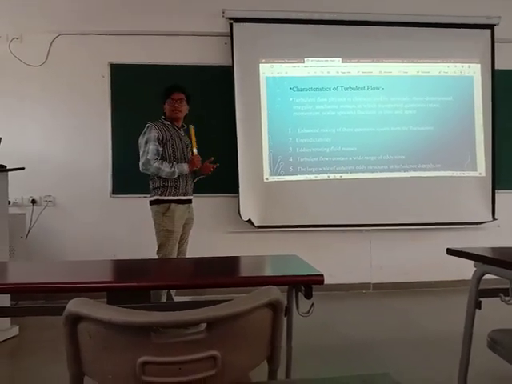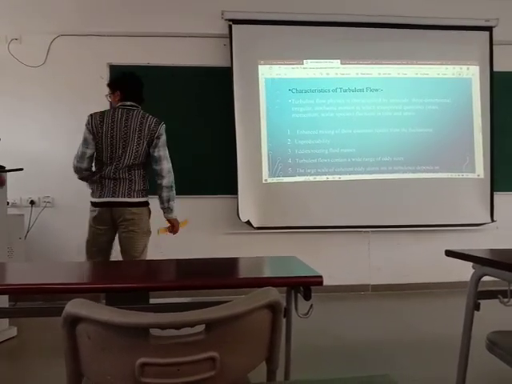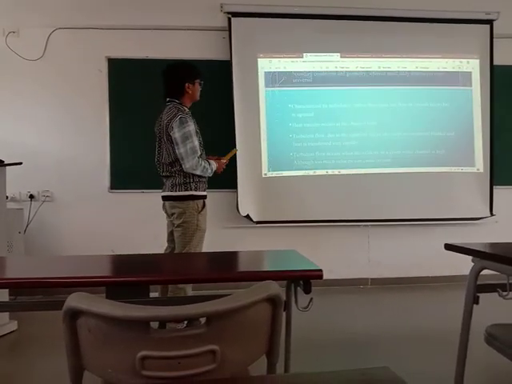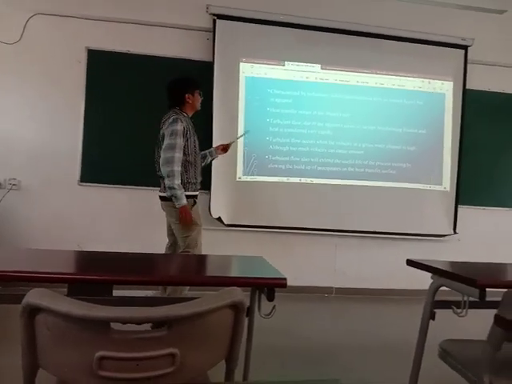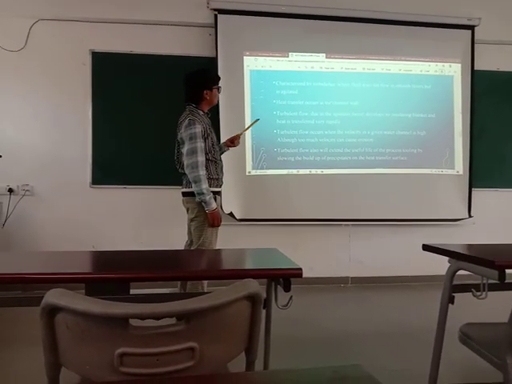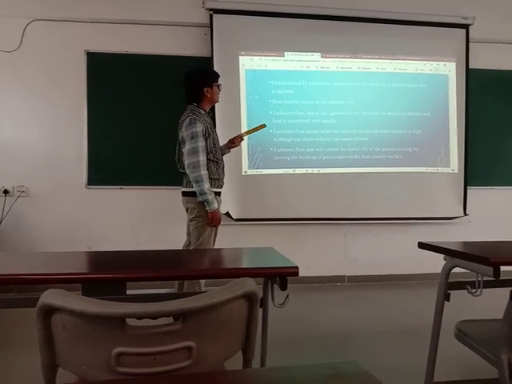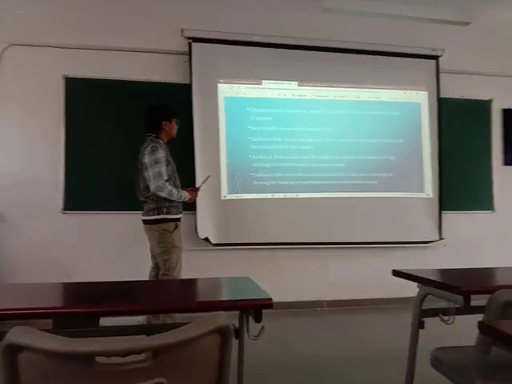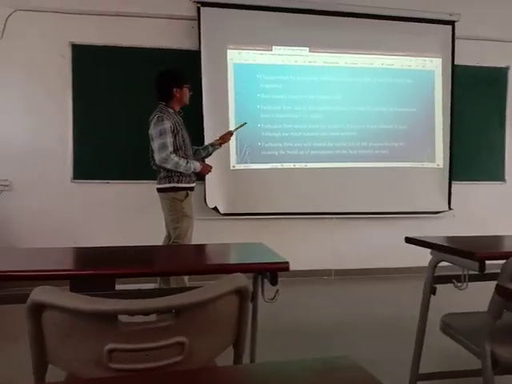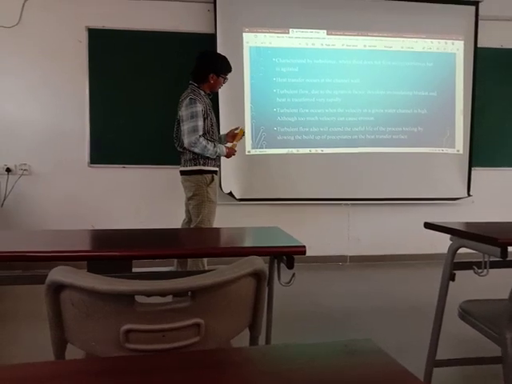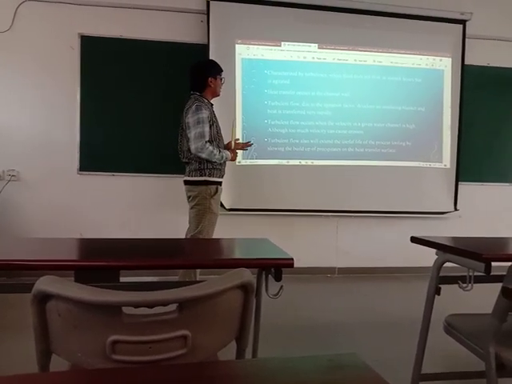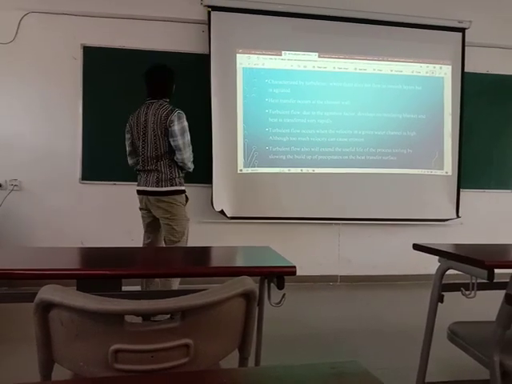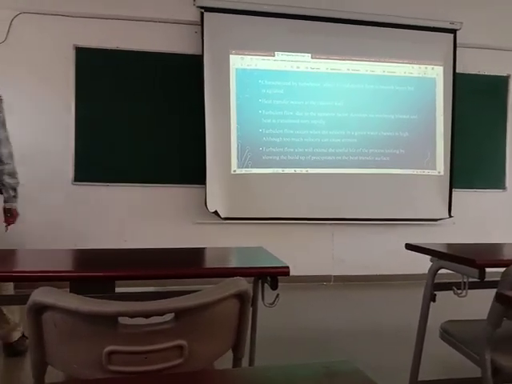Now the flow in the starting section: heat transfer occurs at the channel wall. Turbulent flow breaks up the insulating blanket, and heat is transferred very rapidly. Turbulent flow will extend the useful life of the process by slowing the build-up of precipitates on the heat transfer surface.